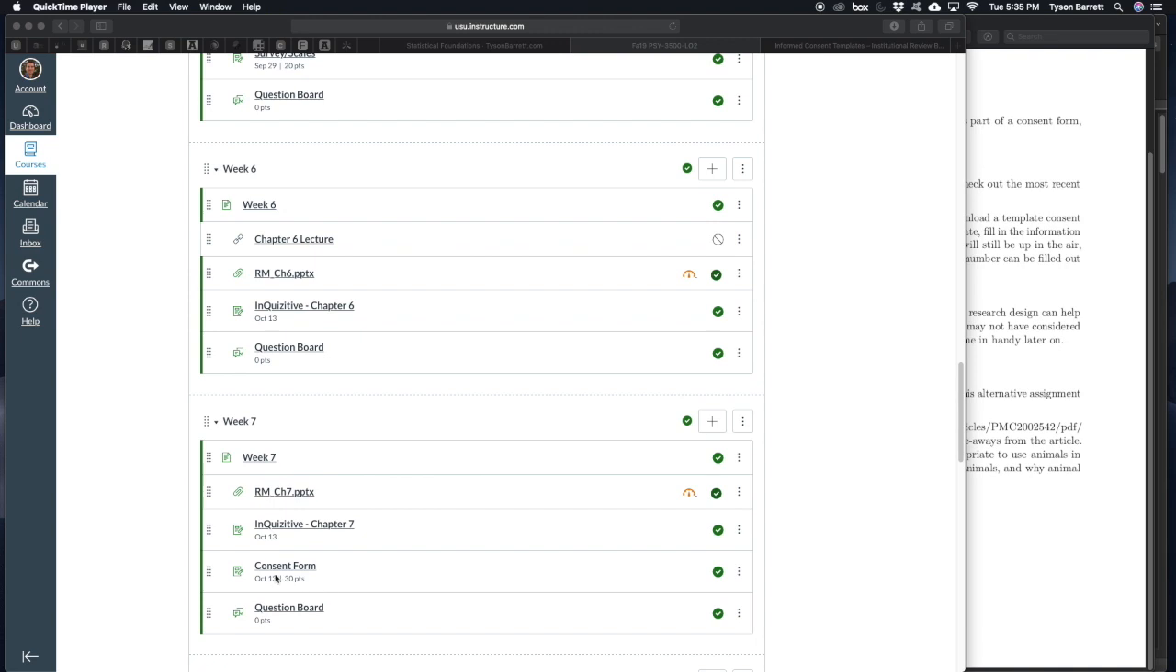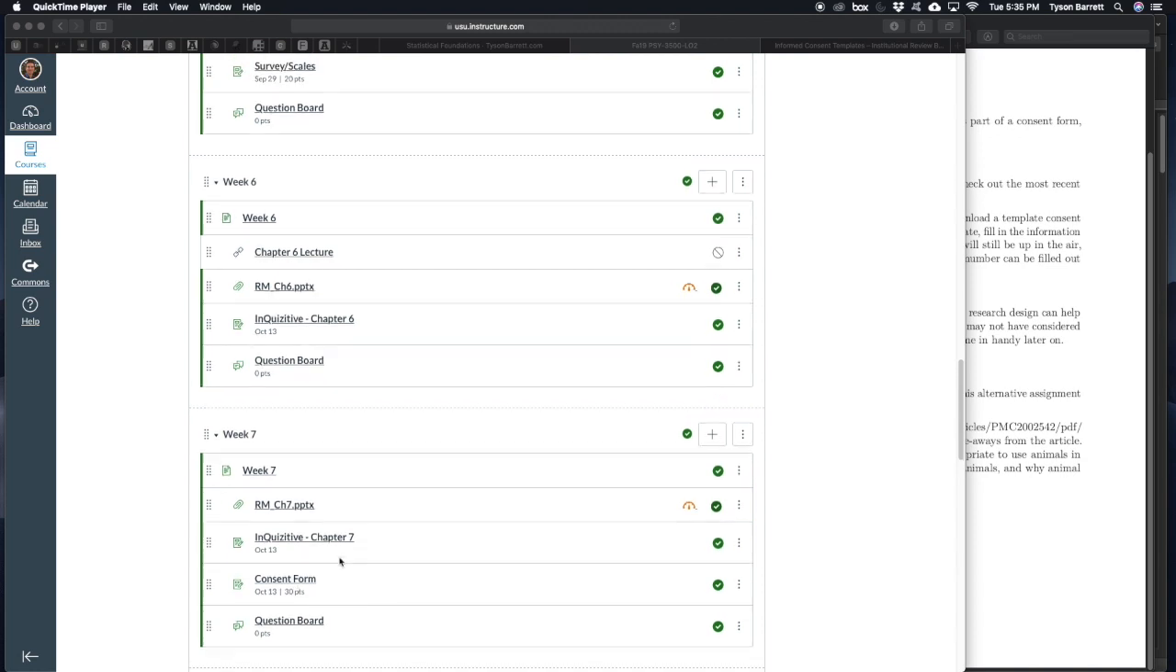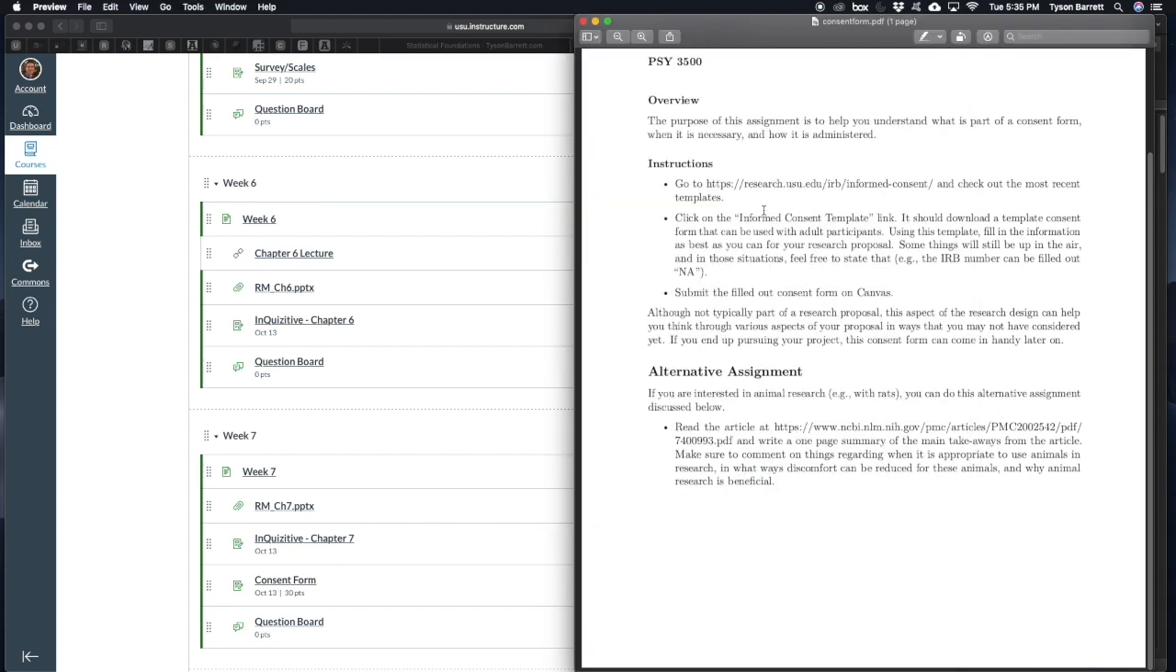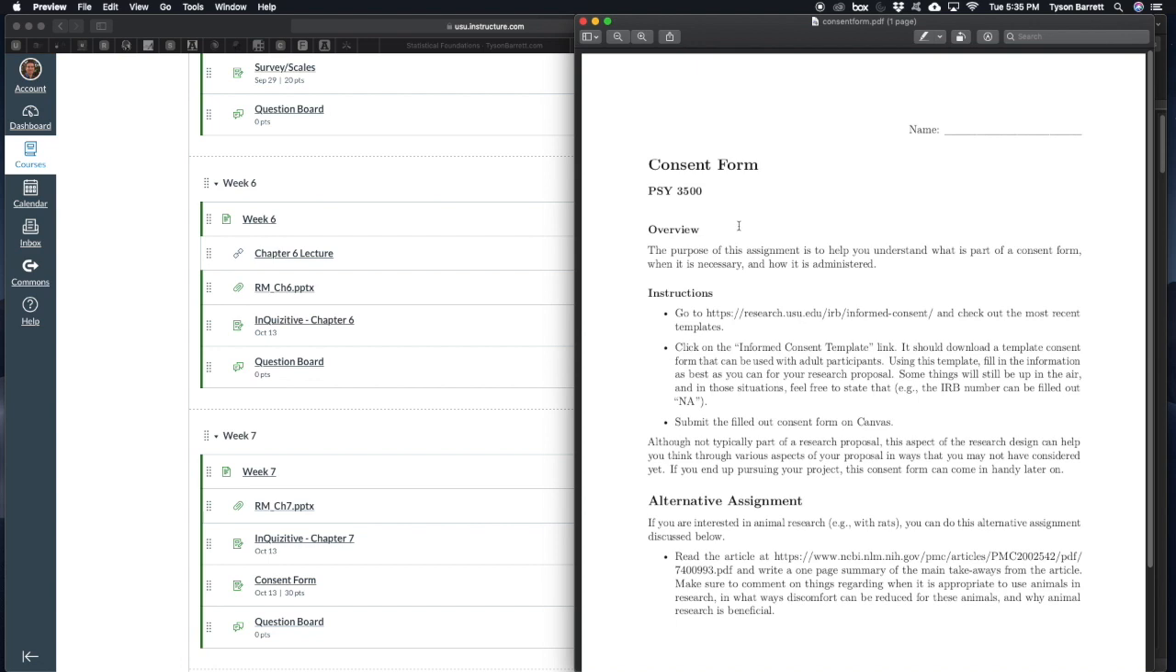The consent form is due week 7, so October 13th this semester. It's worth 30 points. If you go to the consent form and download the PDF, it looks like this. The consent form is a practice for you to work on, to understand what goes into a consent form, the kind of things that you let your participants know when you are asking them to participate in your study.